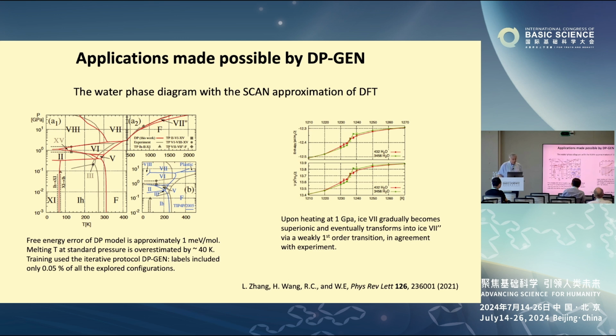I must also say that the agreement with experiment is not perfect, and for instance, the melting temperature of ice is higher than 0 centigrade at standard pressure by about 40 degrees, and that comes because of the inaccuracy. But if you measure in energy units, that is a very small energy, and so that's what it is.